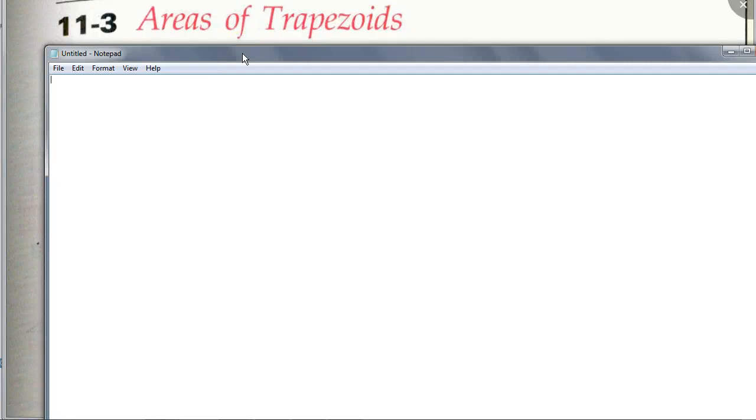Okay, today we're going to talk about areas of trapezoids. Before we talk about the area of a trapezoid, we're going to need to define the altitude of a trapezoid. So here it is.